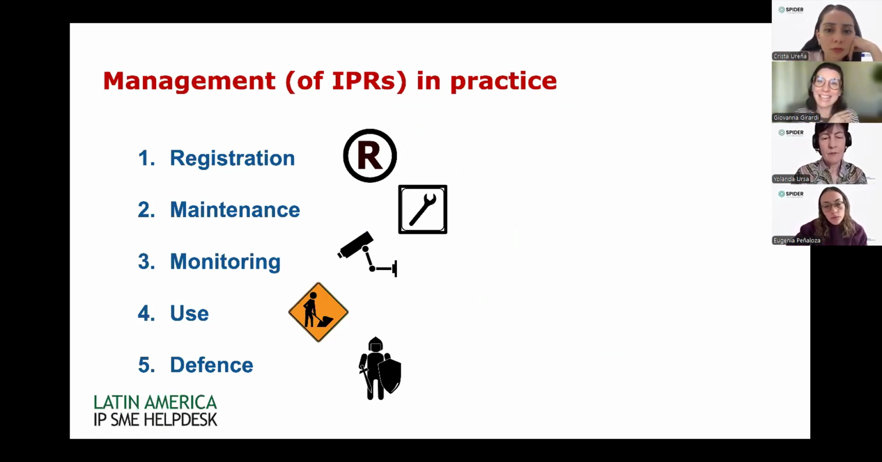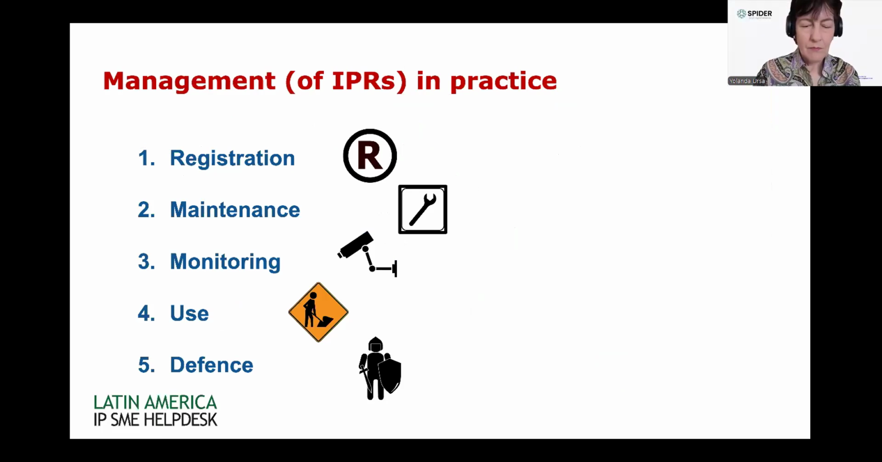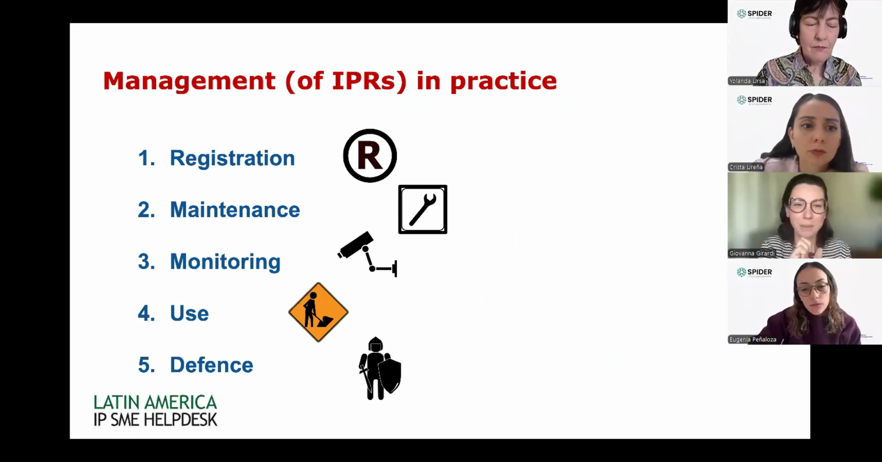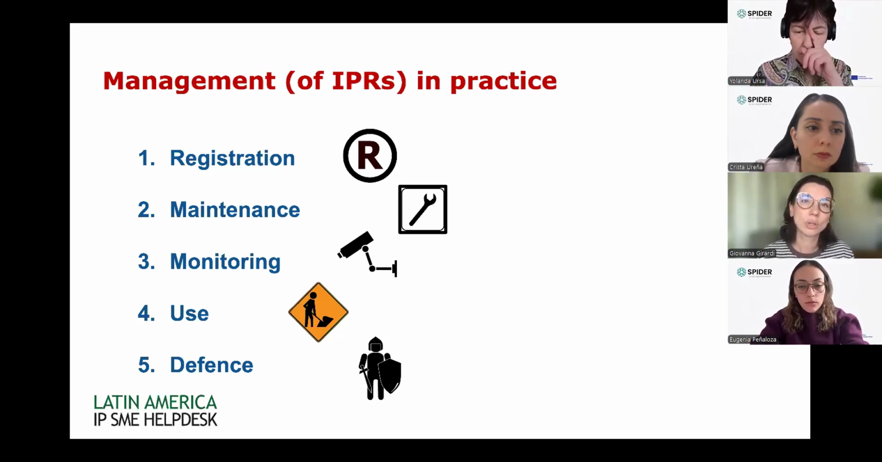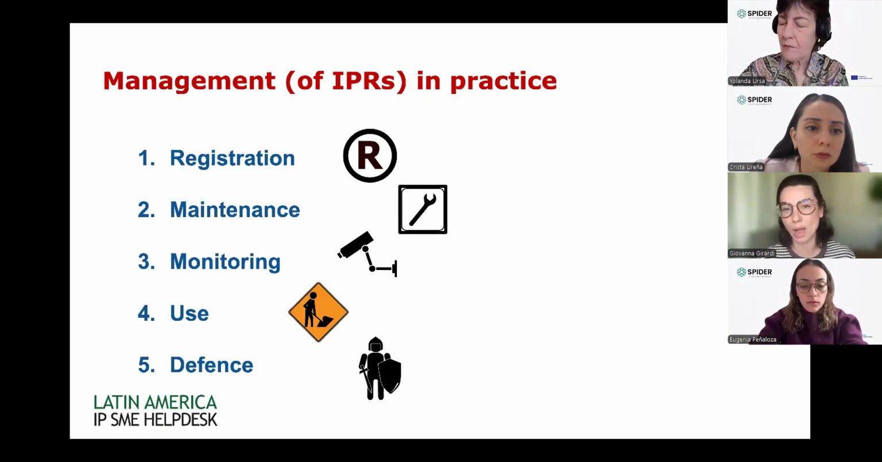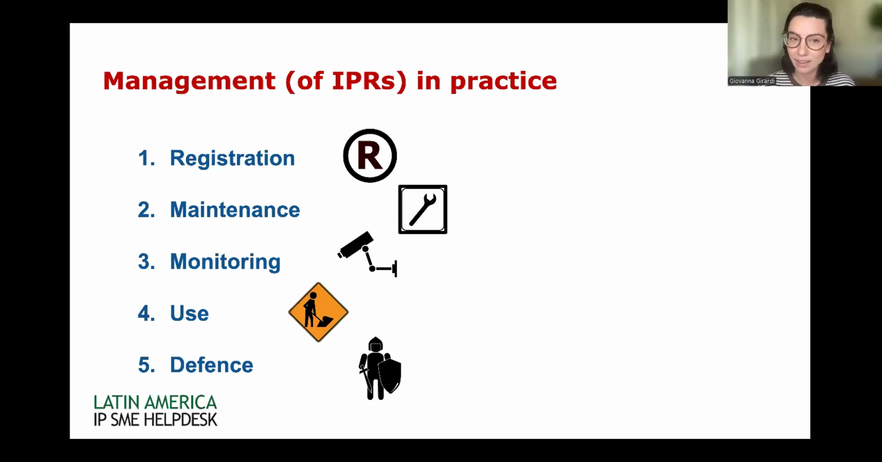Following the existence of the right, or declaring the ownership of the right, we have the management of the right, the management of the assets. In practice, we have five moments, five steps, in which it's clear that something needs to be done. One is registration. To acquire the right, to be the owner of the right, we need to register it.